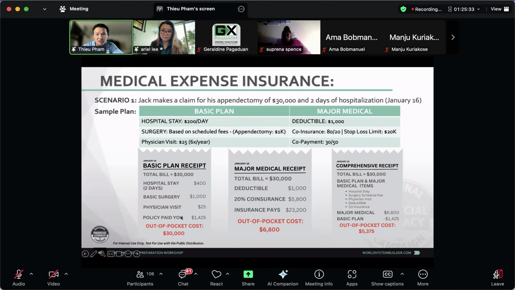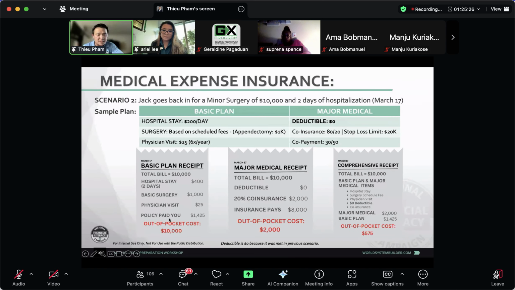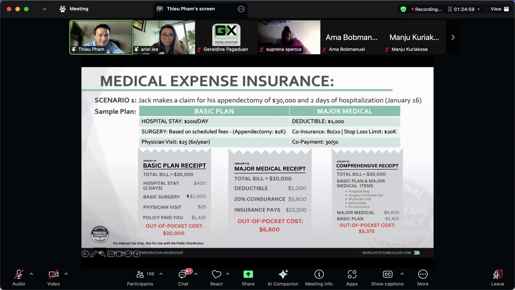So this is for scenario 1. I think on the test they'll ask what's out of pocket. In this case, because the maximum is 10,000, because you have the basic plan, everything you cover, the out of pocket cost is 10,000. Sorry, did I skip this part? Here it's 30,000 out of pocket because the basic plan doesn't cover much. You don't have the 20%. With the major, you only pay 20% with the deductible. That's why you can calculate 6,800 here.